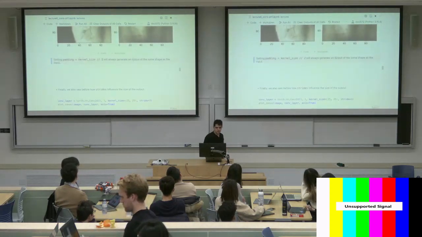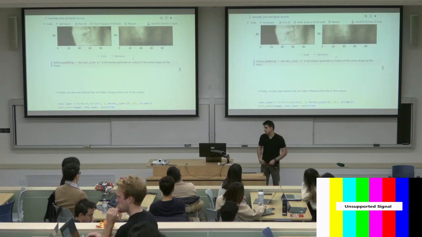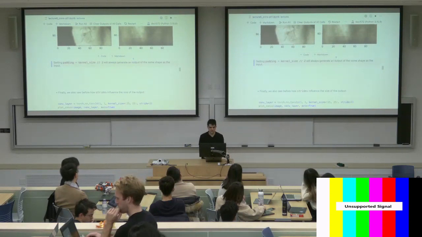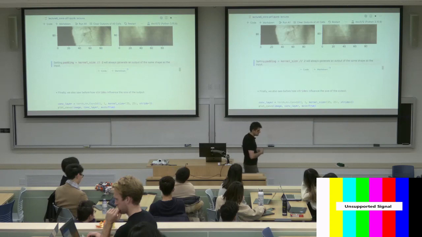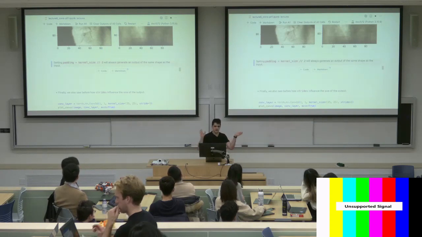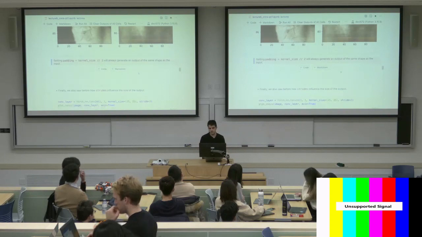Okay, so if you want to have a padding that gives you the same output size, you can use this formula. So padding, divide the kernel size by 2 and round the result. That will give you an image of the same size. If you have a filter of size 5, you need a padding of 2 on each side to end up with the same image size.